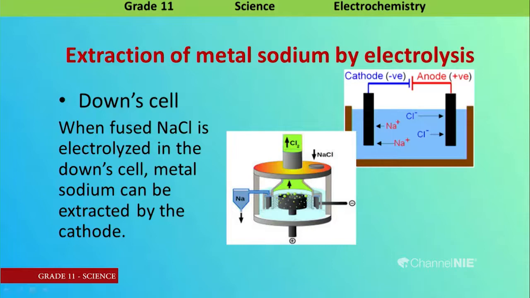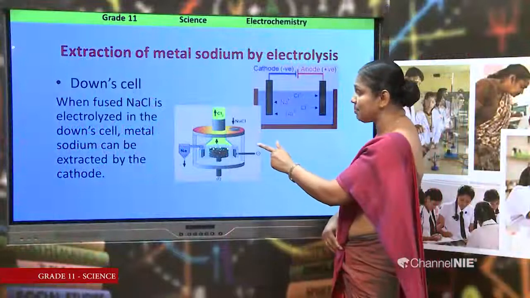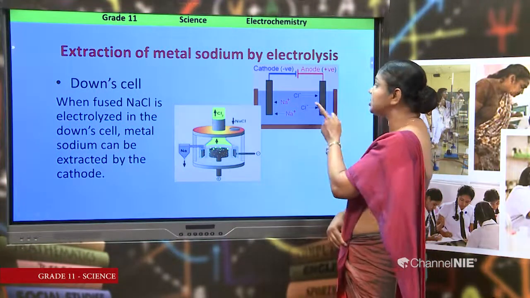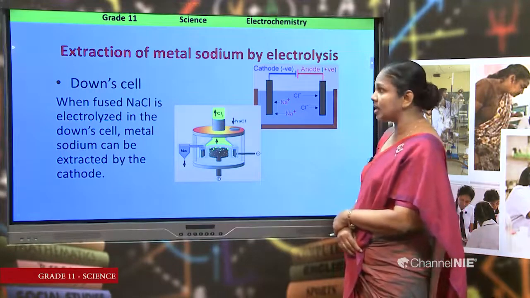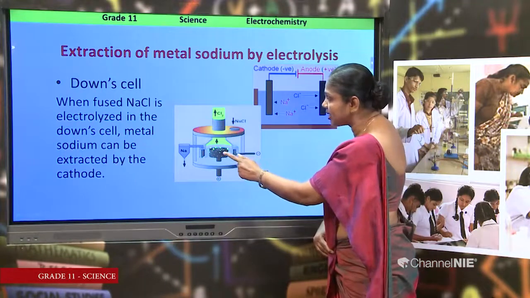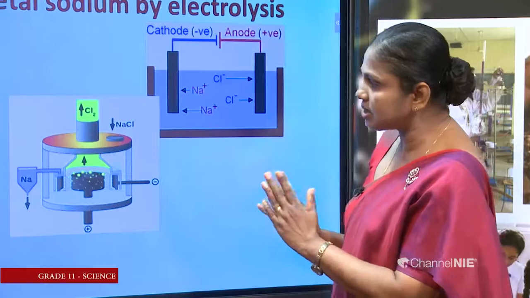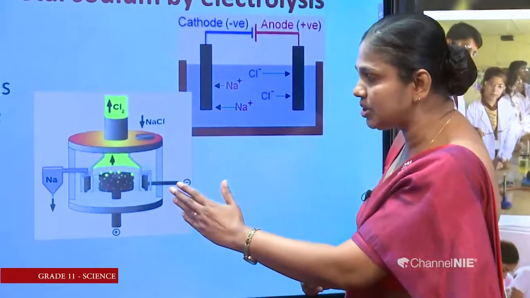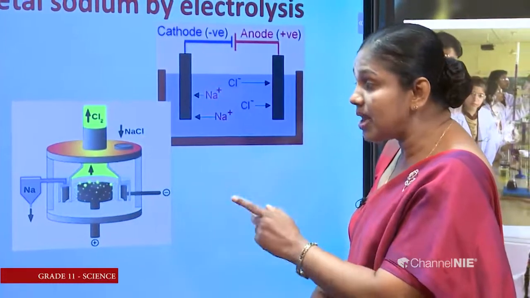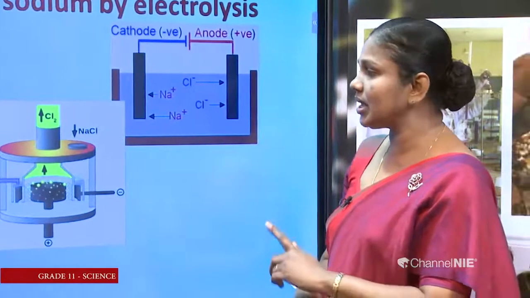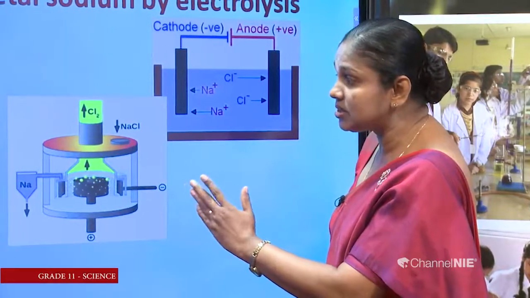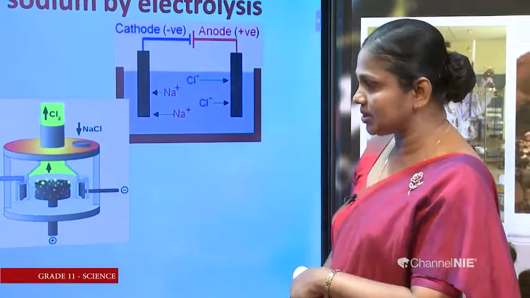Here you can see a picture of a Downs cell, children. This special cell is constructed in order to separate the sodium metal attracted towards the cathode. And also there is a method here in the Downs cell to separate chlorine gas produced at the anode. Here you can see the anode and cathode are separated in this Downs cell by a steel mesh. Because of this steel mesh, chlorine gas produced at the anode does not mix with sodium metal produced at the cathode. Therefore, we can easily separate sodium metal and chlorine gas, right?